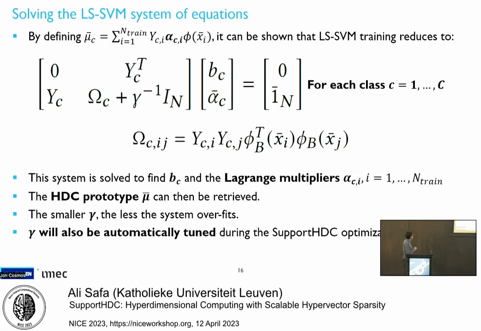And so omega here in this regression matrix is the so-called kernel matrix, where each element is given by inner products between pairs of encoded data in the train set. By doing that, we can basically learn the class prototype vectors of our HDC system. We also have this gamma parameter that sets the balance between the mean square error minimization and the overfitting. And this gamma will also be automatically tuned by our SupportHDC kind of CAD software, if you want.